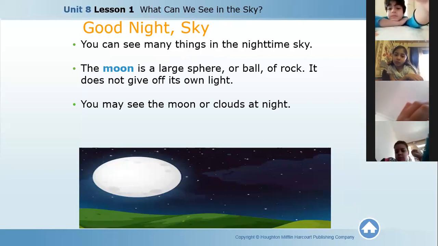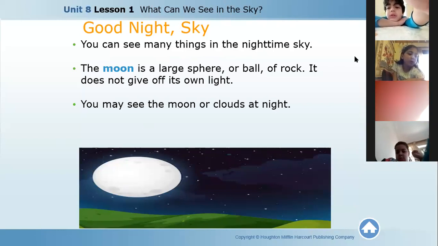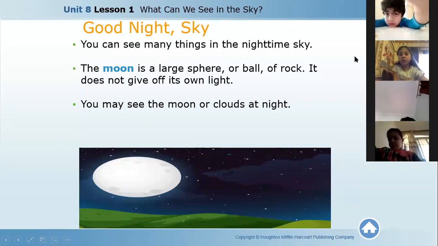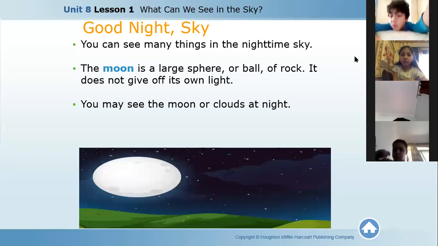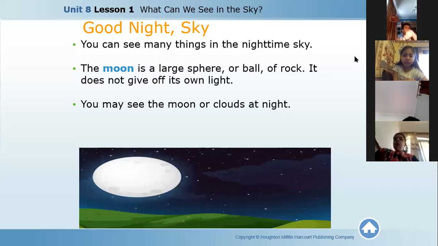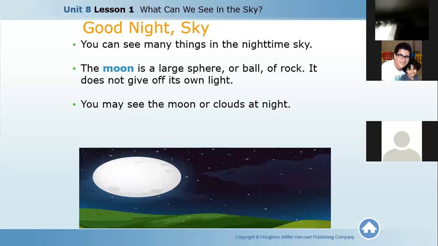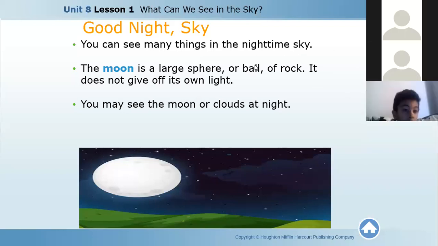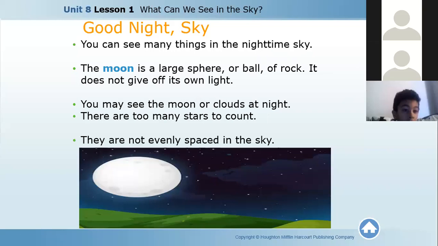But it does not give off its own light. The moon is a rock. Can a rock give light? Yasin raised his hand. Yasin, can a rock give off light? No. The moon is a very big rock. Does it look like a box or a ball, Yasin? Ball. It's like a ball and it's a rock and it does not give off its own light. Thank you, Yasin.